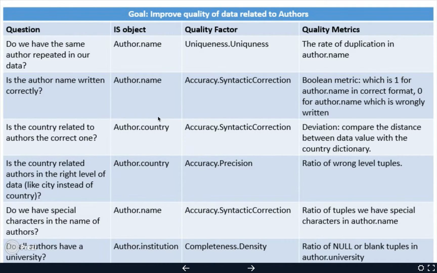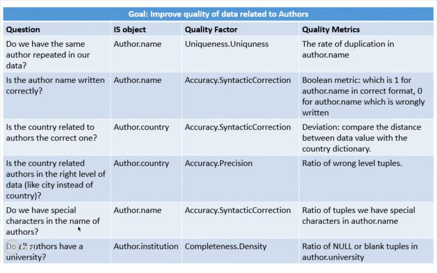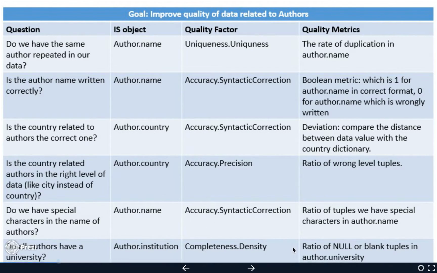And related to the author country, we require it to be at the right level of data. For example, we don't put the city or the town instead of the country. So we will measure the ratio of wrong level values in the country of the author. Another one is that we require completeness in the institution of the author. We require that the author has a university, and this one will be measured by the ratio of null or blank values for the author's university.